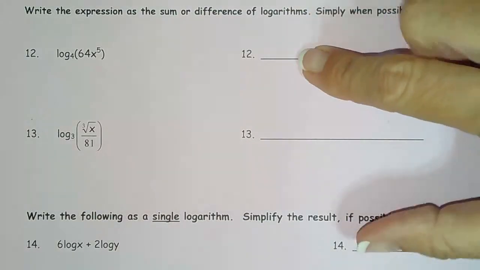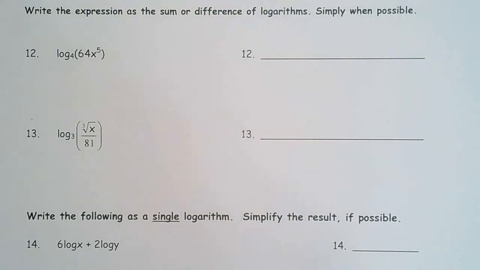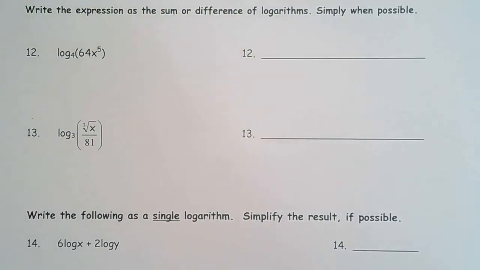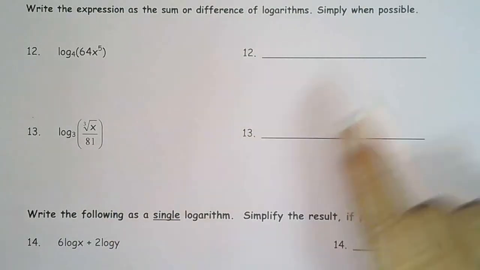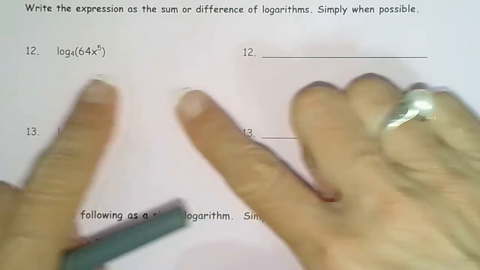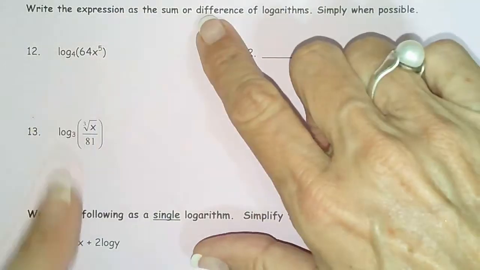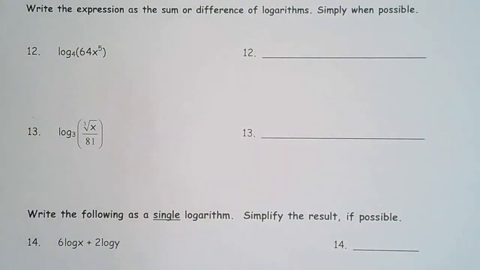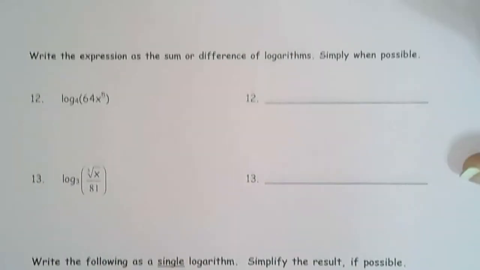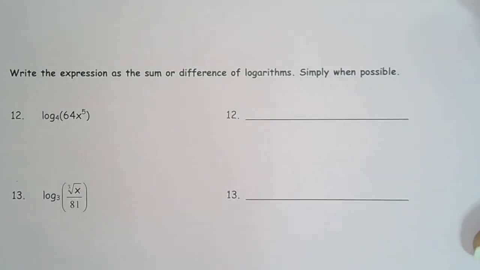We're now on page 3 of the Chapter 8 practice test. This is the fun stuff. This is my favorite part of the chapter, writing sums and differences. Remember, this is called expanding and condensing. Write as a sum or difference just means take one log and write it as many logs using your properties. Shall we write the properties up here at the top so you have them all together?